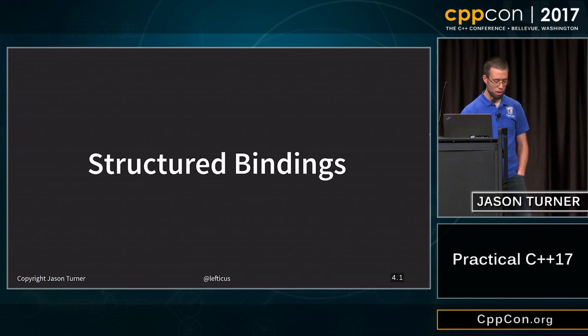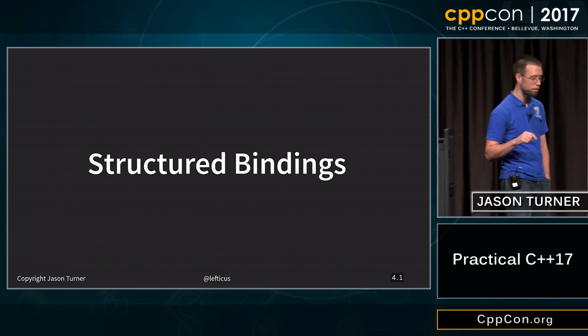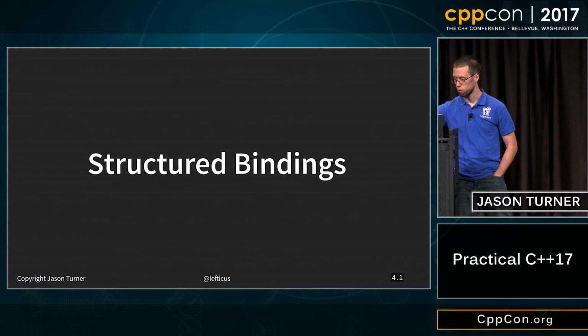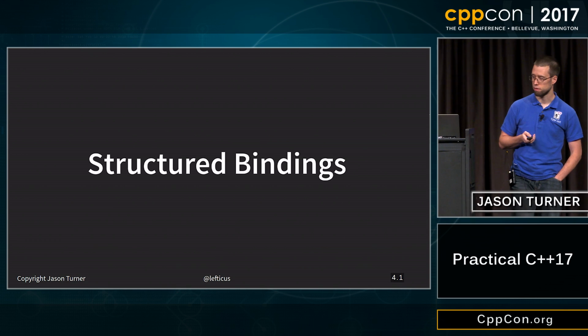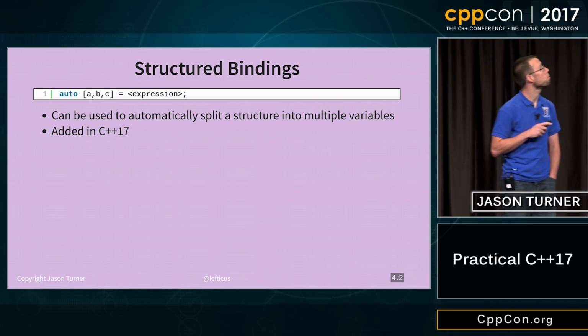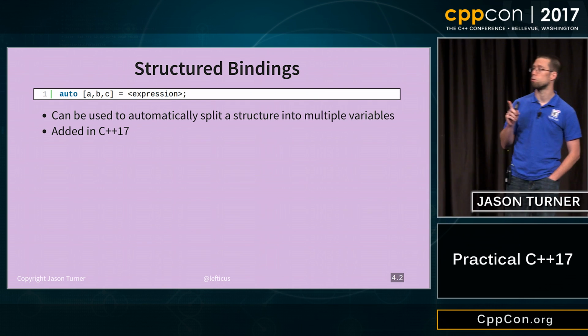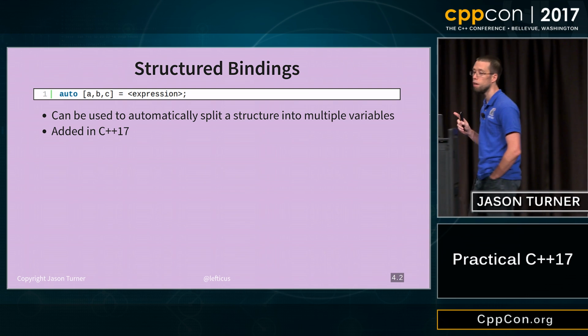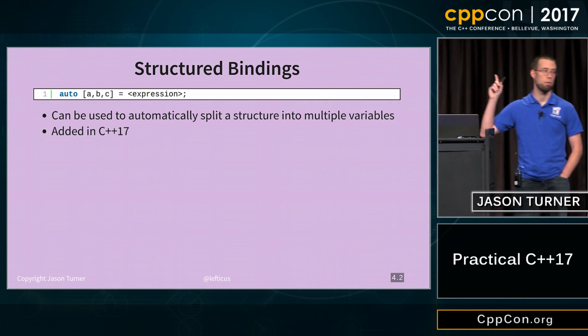So I'm going to do an overview of the C++17 features that I used, and we will see where this gets us. Starting with structured bindings, again, this is going to be really high level. We're talking one slide per feature. This is basically what a structured binding looks like.